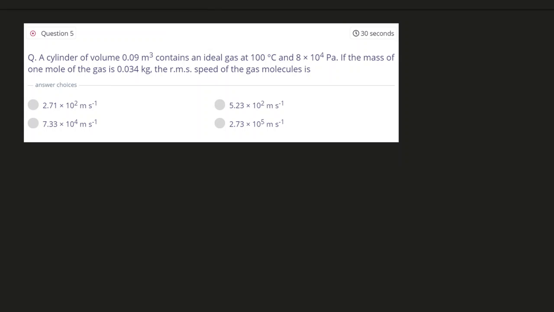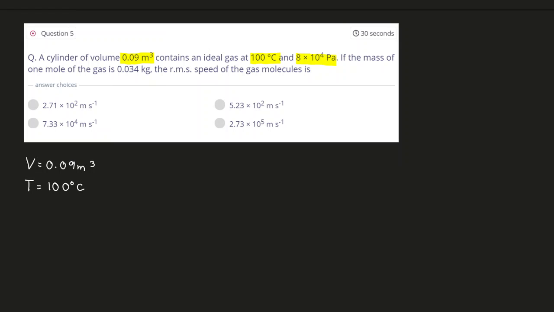Question 5. A cylinder of volume 0.09 meter square contains an ideal gas at 100 degrees Celsius and 8 times 10 to the power of 4 Pascal. Well, that's plenty of information. First time we are given so much information. The volume is 0.09 meter square. Temperature is 100 degrees Celsius.